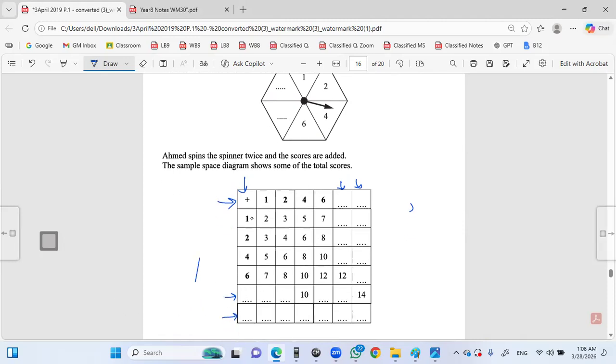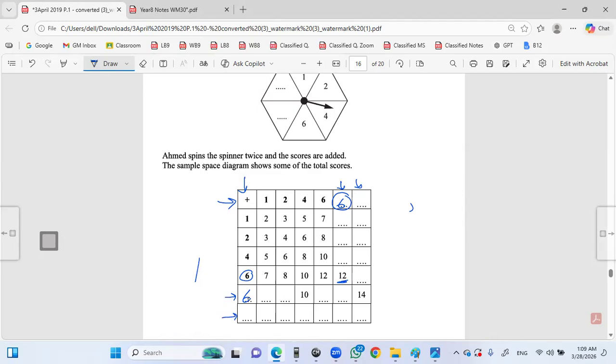So let's try to do this. So they said he adds them up. So 1 plus 1 is 2, 1 plus 2 is 3, and so on. 1 plus 4 is 5, 1 plus 6 is 7. But I need to know this one. I know that 6 got added to something to give me 12. Okay, so this is a 6. And the number over here is also going to be a 6, as we agreed.